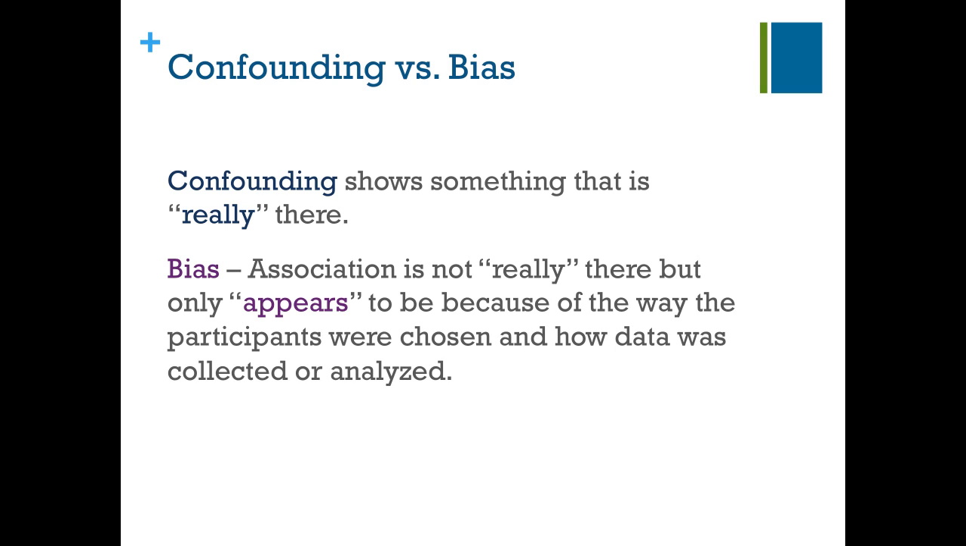So what is the difference between bias and confounding? Confounding is something that is actually there in the real world. The initial association between the exposure and outcome may not prove significant, but the associations between all three factors remain. Bias, on the other hand, is not really there. There is no association. It just looks like it because of a systematically flawed way of selecting participants, gathering data, and/or analyzing results.